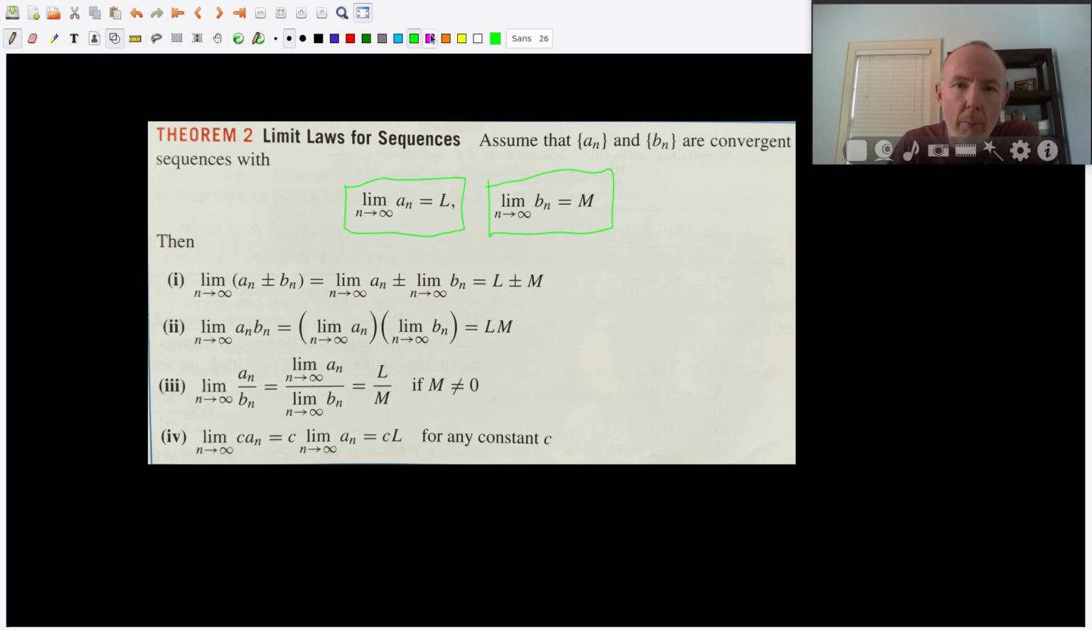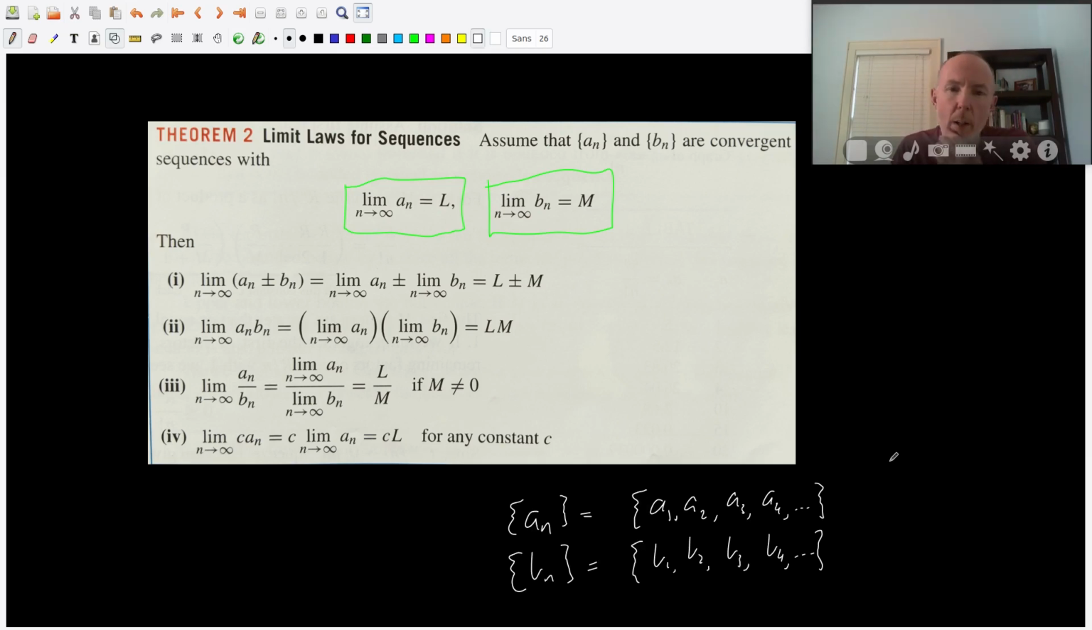You can't really see that blue on there, or the green on there. But if I have two different sequences, which just means two lists of numbers in a given order, and we're interested in finding their limit. So as we go along this list, the numbers get closer and closer to L. That's what this limit means. And if we look at this list of the numbers B, as we go along that list, the numbers get closer and closer to the number M.